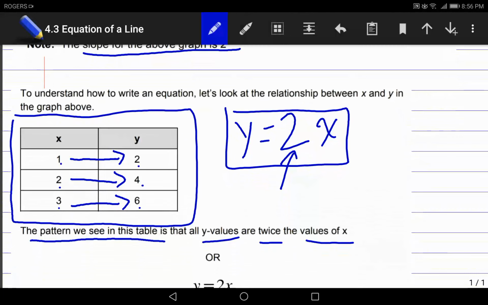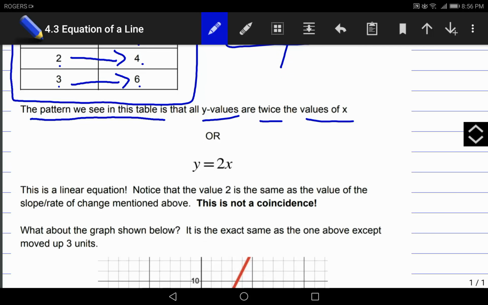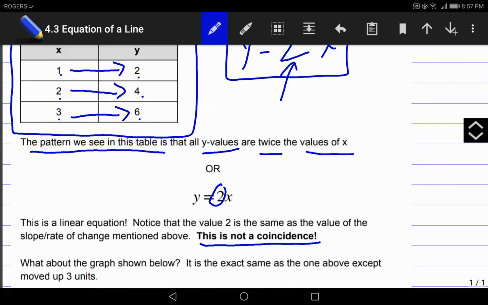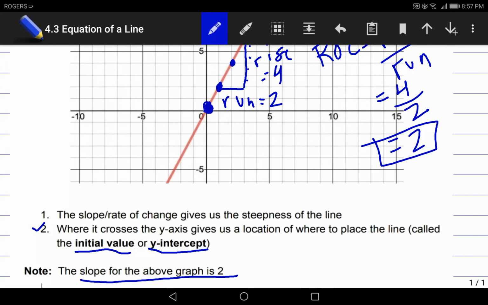And so there you go. That 2 pops up there. And again, it is not a coincidence that the slope is the same as this number here. That will happen for every single linear equation. Now we notice that in this graph, our y-intercept, or our initial value, was 0. So 0, 0 was our y-intercept.